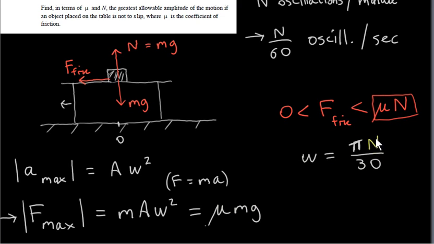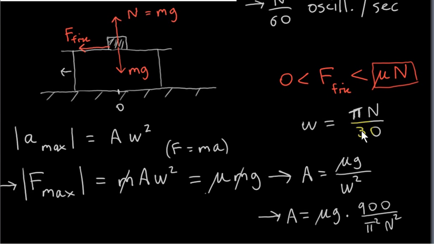Also, I accidentally erased omega. We saw this earlier. So we can plug pi n over 30 in for omega, and we can solve for the amplitude. The amplitude will be given in terms of mu and n. The m's cancel from both sides here. We plug pi n over 30 in for omega, and we have to square it. So if we square it, we get pi squared n squared over 30 squared, which is 900. So then we have A equals mu g divided by pi squared n squared over 900, or mu g multiplied by 900 over pi squared n squared.